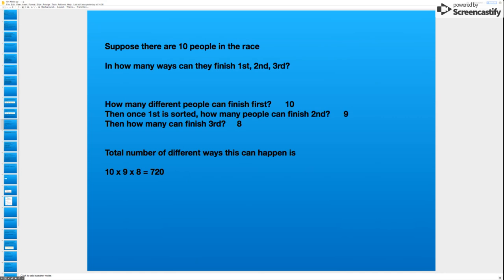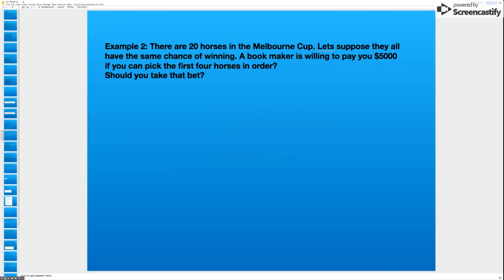Suppose there are 10 people in a race. In how many ways can they finish first, second, and third? We could use the same sort of system. How many people can finish first? 10. Once first is sorted, how many people can finish second? 9. Then how many people can finish third? 8. The total number of ways this can happen is 10 times 9 times 8, which is 720.